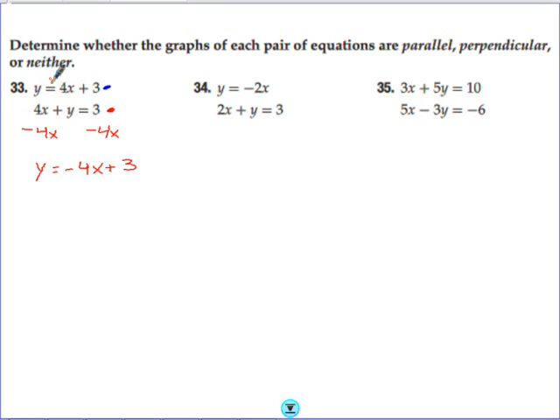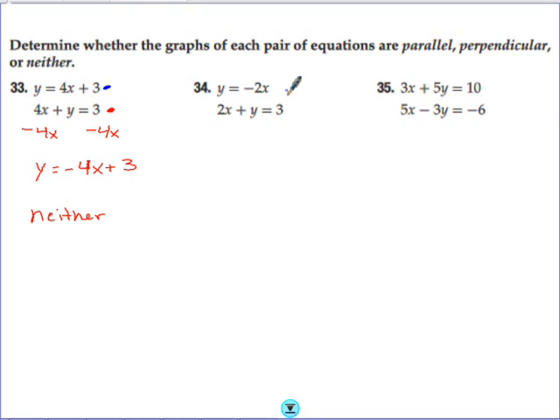So my two equations are y equals 4x plus 3 and y equals negative 4x plus 3. They're not parallel because they have different slopes, and they're not perpendicular because negative 4 is not the negative reciprocal of 4. That would have to be negative 1/4. So these are neither.